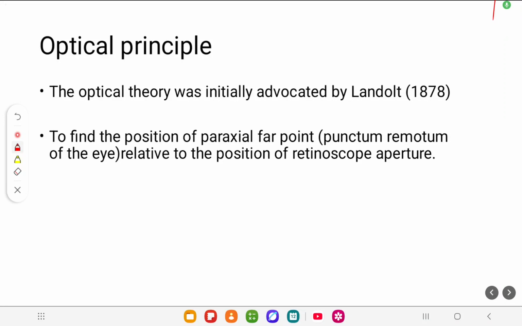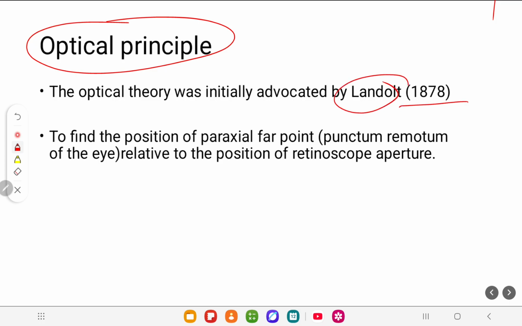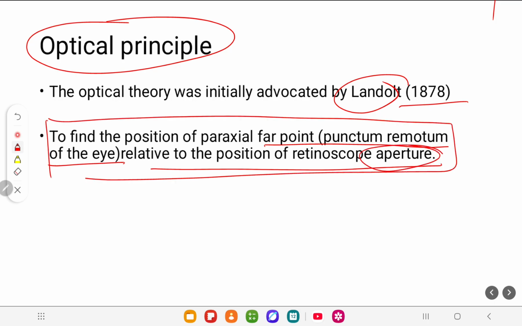Okay, this is the second part of the retinoscope and retinoscopy principle. So the optical principle is basically the optical theory initiated by Landau, 1878, to find the position of the paraxial far point, punctum remotum, of the eye relative to the retinoscopy aperture. Sometimes students get stuck at this point.